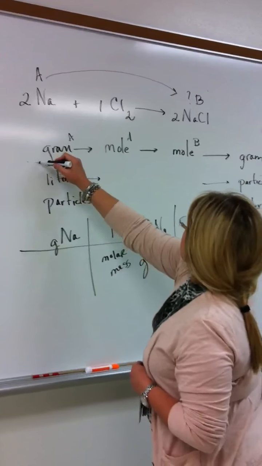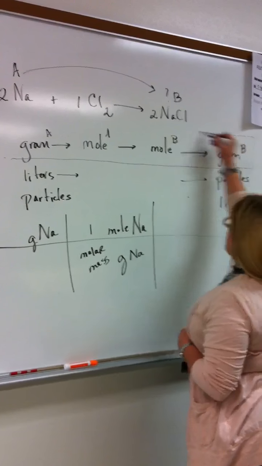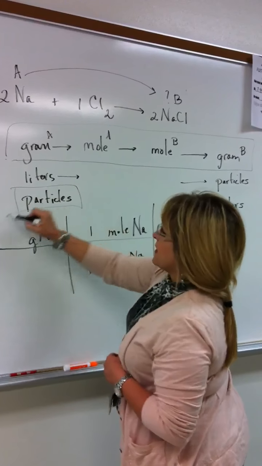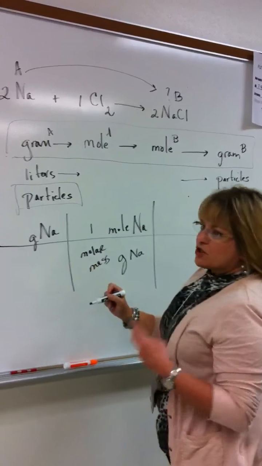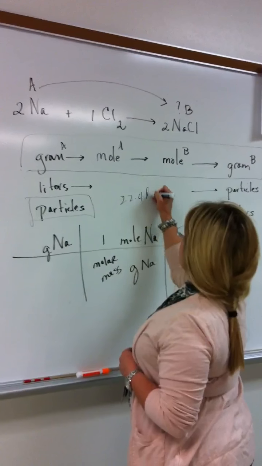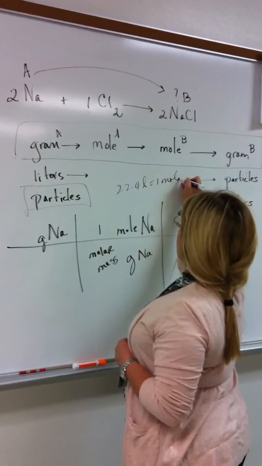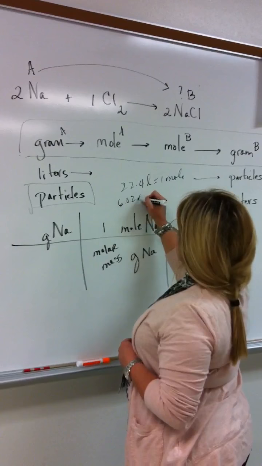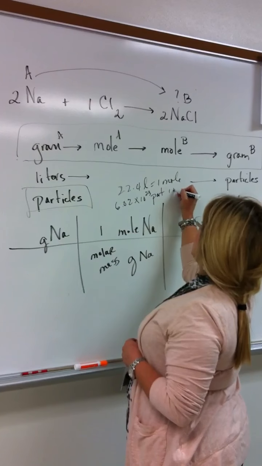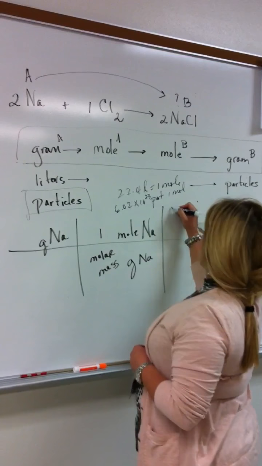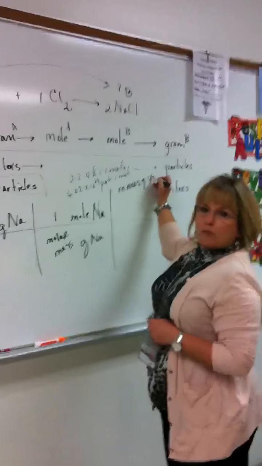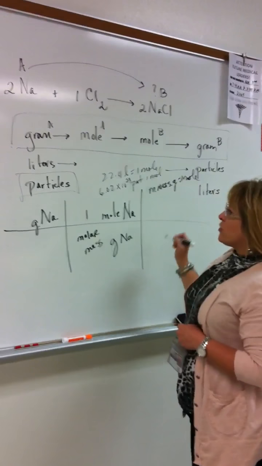They've got to memorize the roadmap big picture. They've got to memorize what particle types you can have, and they have to memorize just a few conversion factors. The 22.4 liters is 1 mole. That's 6.02 times 10 to the 23rd particles of any type is 1 mole, and then that the molar mass in grams is 1 mole. And that's all they need to know.